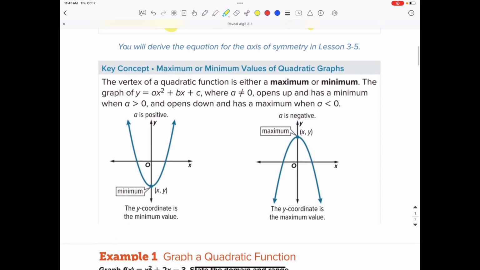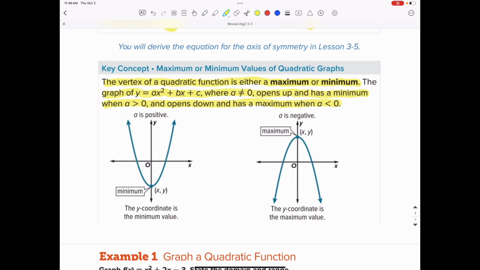Also applying what we've learned from previous lessons about maximum and minimum values, the vertex of a quadratic function will either be a maximum or a minimum. The graph of y equals ax squared plus bx plus c, where a does not equal 0, either opens up and has a minimum value when a is greater than 0, or it opens down and has a maximum value when a is less than 0. So let's look at these two pictures.